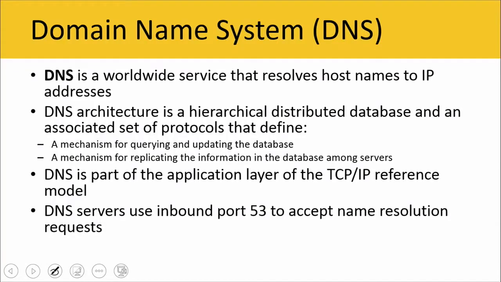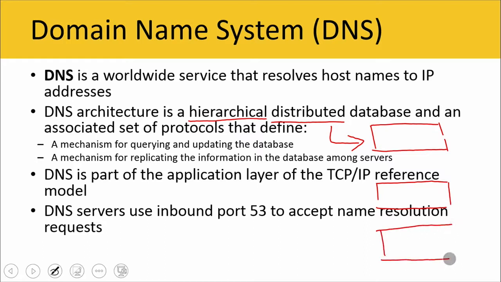But let's look back at our slide here real fast. DNS is part of TCP/IP, and the servers are going to use inbound port 53 to accept name resolution requests. Okay. I want to touch back real fast on hierarchical and distributed. What this means is that there are a bunch of different servers, and some have greater importance than others, right? So they're hierarchical, so some have greater powers, I guess you could say. They're higher on the food chain or lower on the food chain. Lots of different ways you could talk about it.